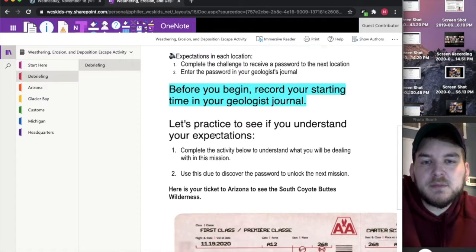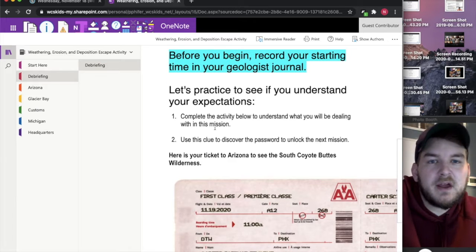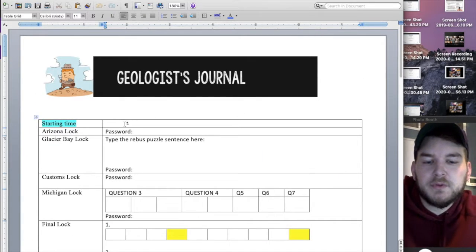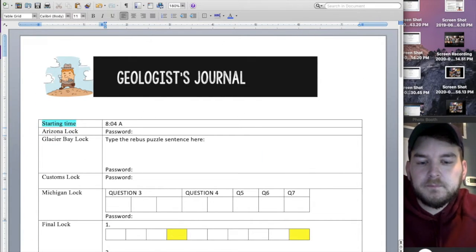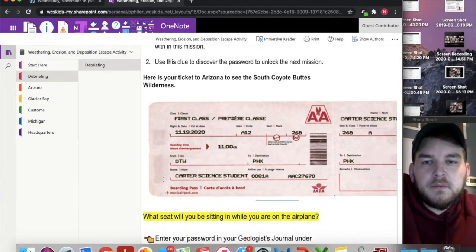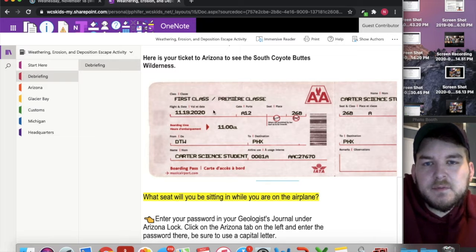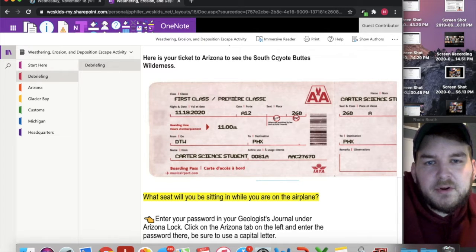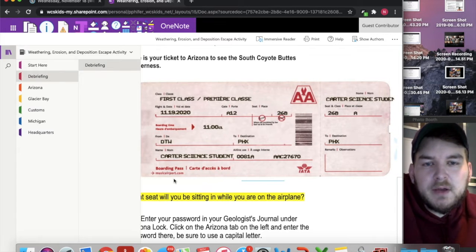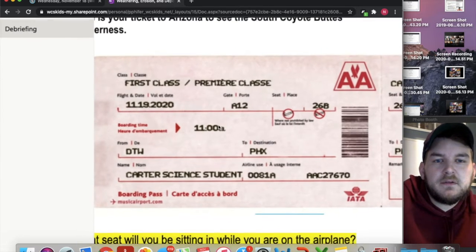Anyways. So before you begin, record your starting time in the Geologist Journal. You can see that it is 8:04 a.m., so I'm going to put that in. Here's your ticket to Arizona to see the South Coyote Buttes Wilderness. What seat will you be sitting in while you are on the airplane? So go ahead and take a look at this plane ticket.